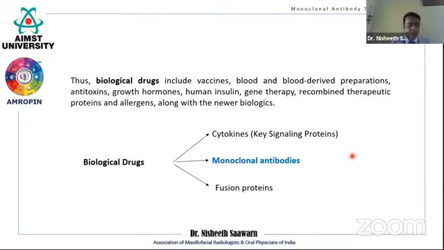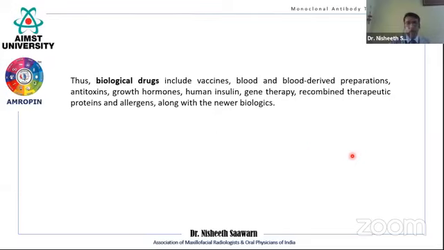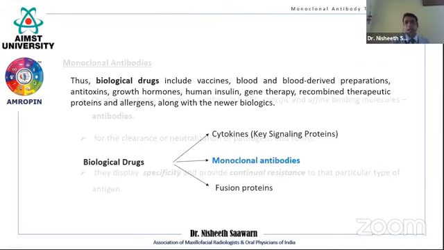Those are called cytokines, which are key signaling proteins, monoclonal antibodies, or fusion proteins. These three types of biological drugs are considered for immunotherapy or biological therapy. Among these three, today we are going to discuss only monoclonal antibodies. So I think we all know what antibodies are.